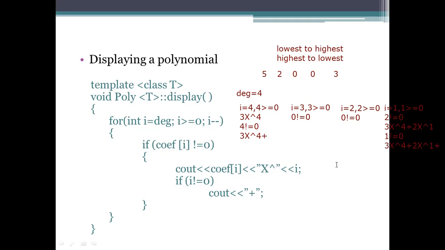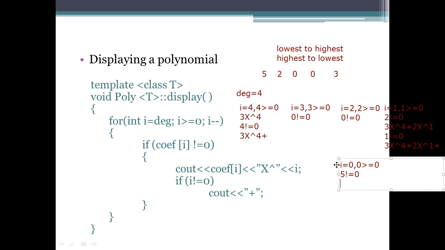Next one, another decrementation, I equals 0. 0 is greater than or equal to 0, equals to is there, so the condition is true. 5 is not equal to 0, condition is true. Condition true means the coefficient of I has to be appended to the previous one. 3x to the power of 4 plus 2x to the power of 1 plus 5.